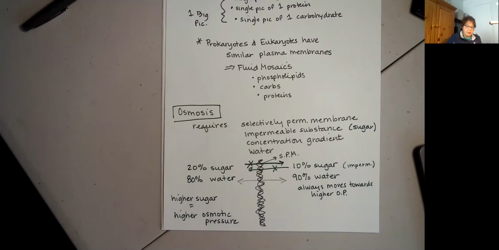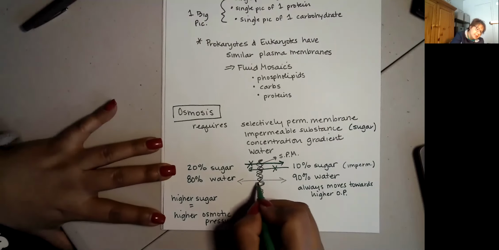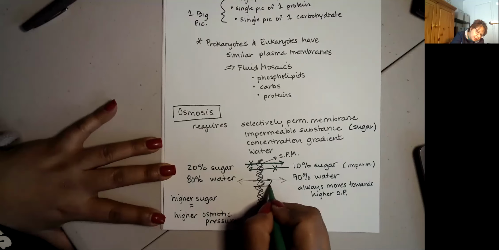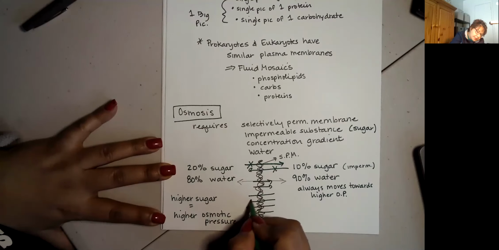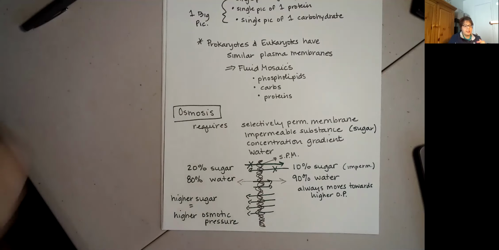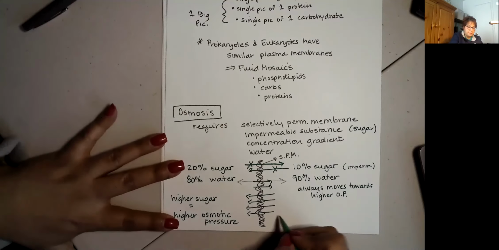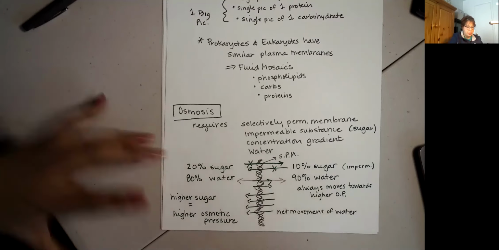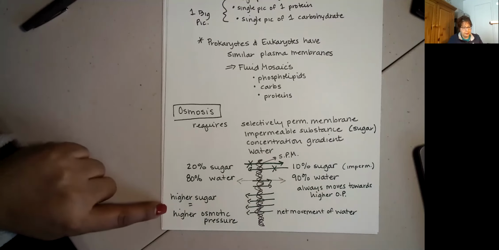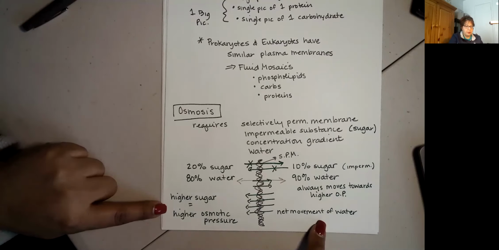So what that means in terms of osmosis is that some water is going to come in this direction, but so much more water is going to be going in the opposite direction. So we say the net movement of water is going to be towards this side. So eventually this side is going to lose water and this side is going to gain water.